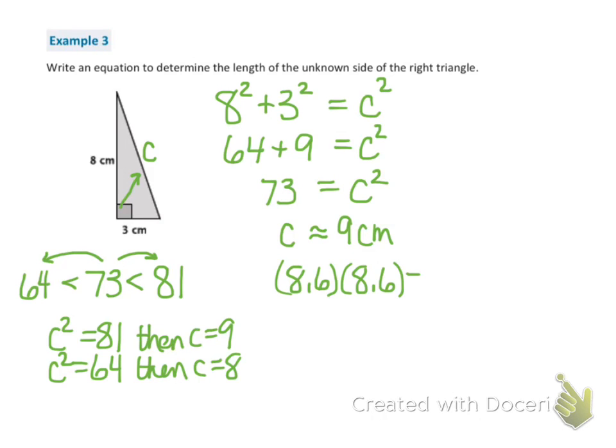So I chose a number that's closer to 9, but somewhere in the middle, which is what my numbers are telling me. Let me check that. Okay, so I'm doing this, I get 73.96. So that's getting closer. So I'd want to go a little bit smaller, probably. So I could check 8.5 also.